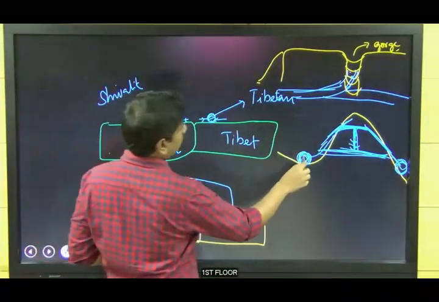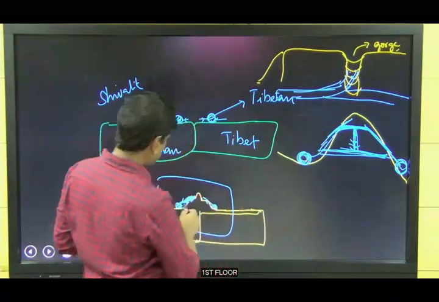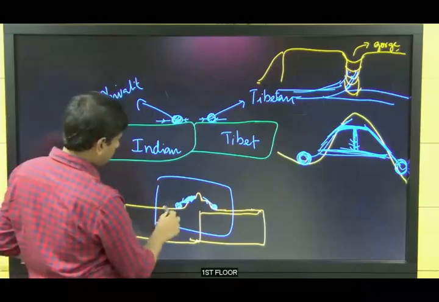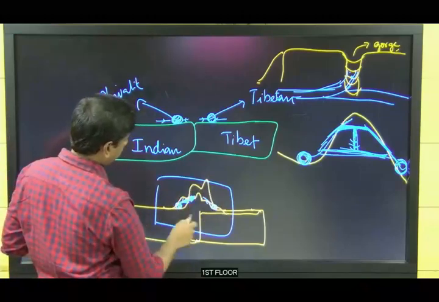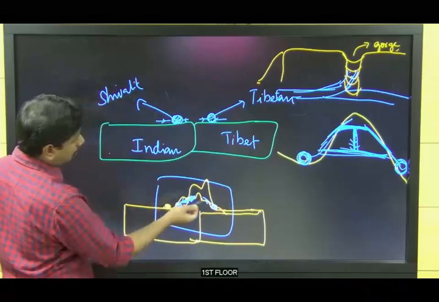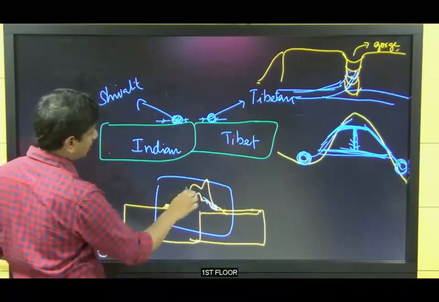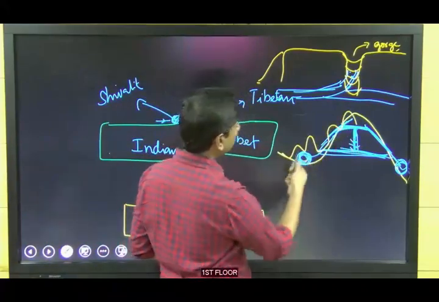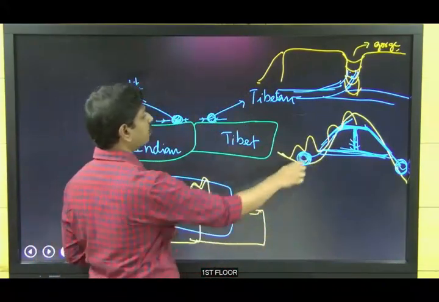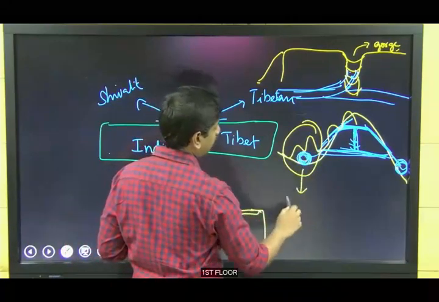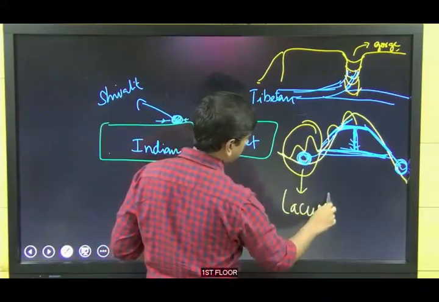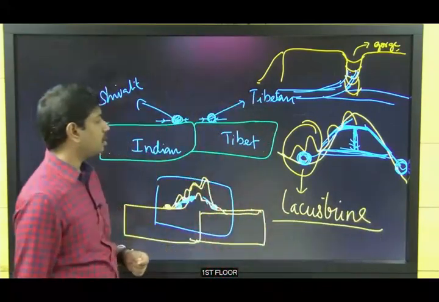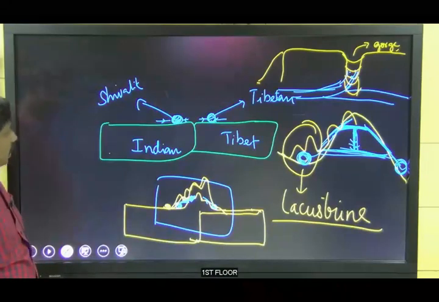This region which was Shivalik, in the further stage of upheaval, this region was also raised. The river moved a little bit to the southern aspect. This region also raised, and this region also raised in the further upheaval. Because of that, this Shivalik has lacustrine deposits. Lacustrine means something related to river, deposits originating from a river.